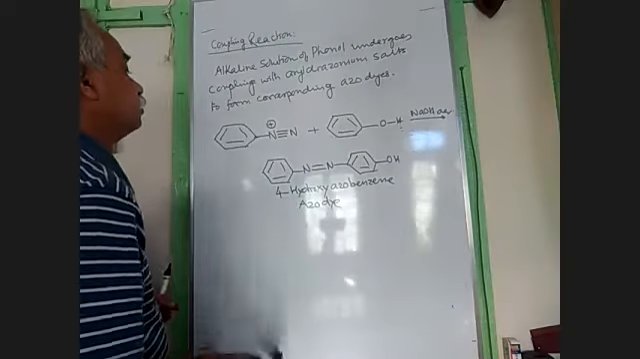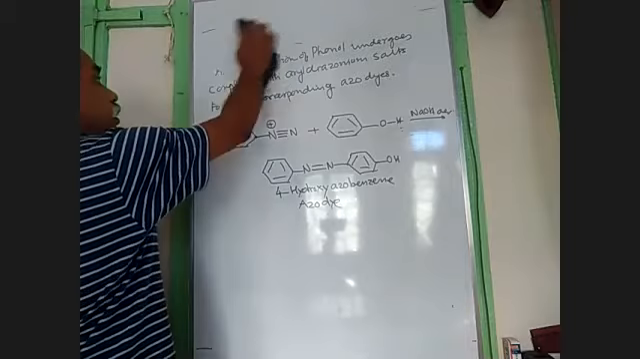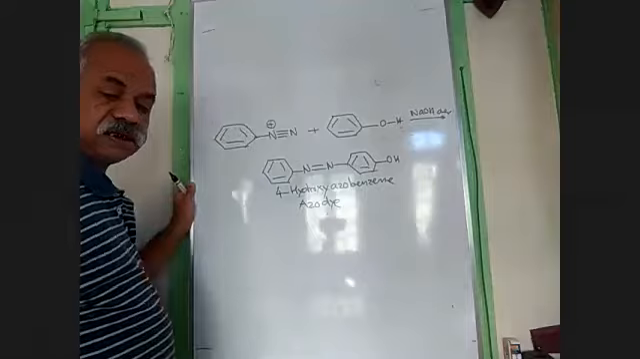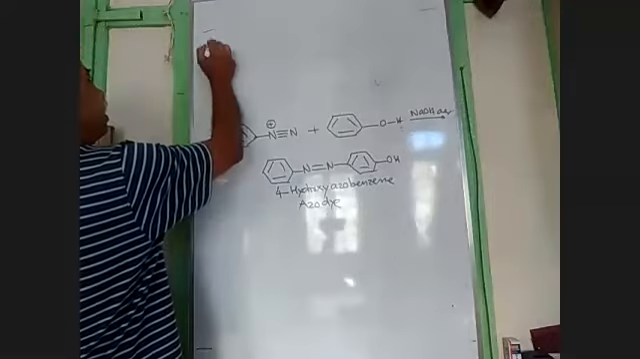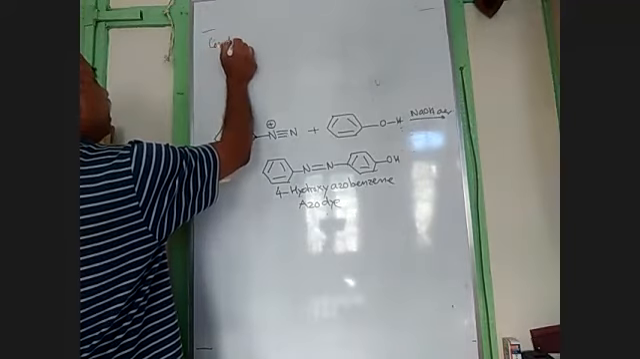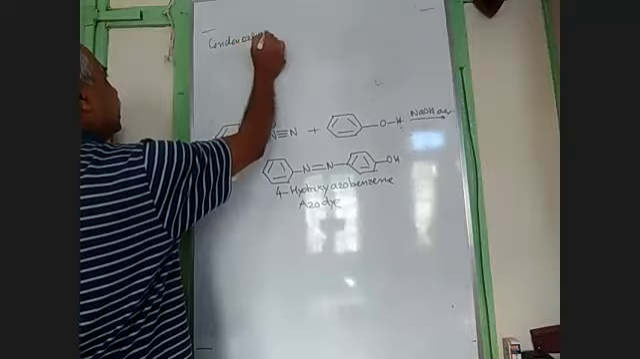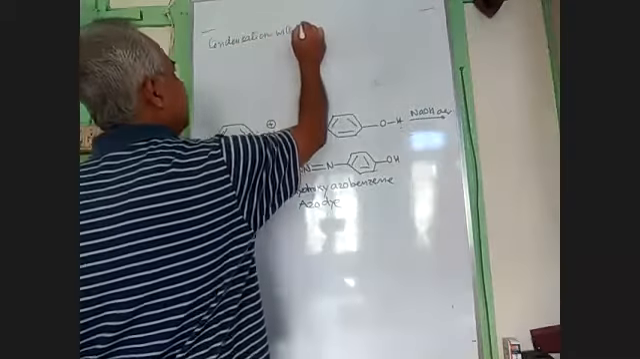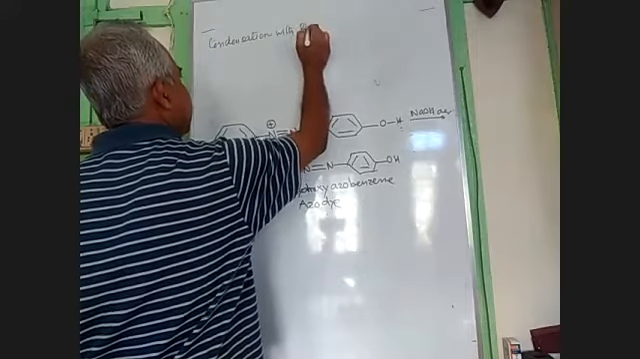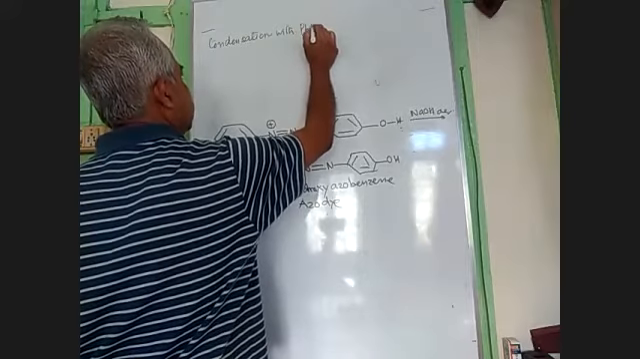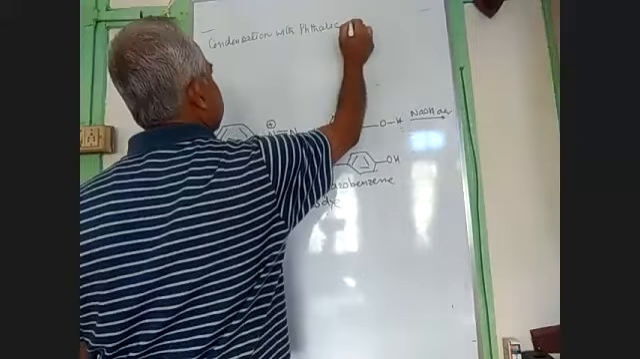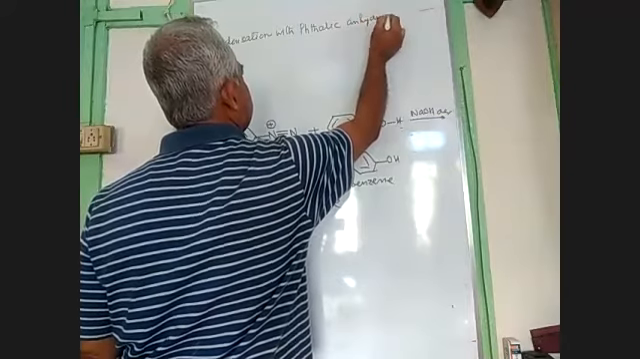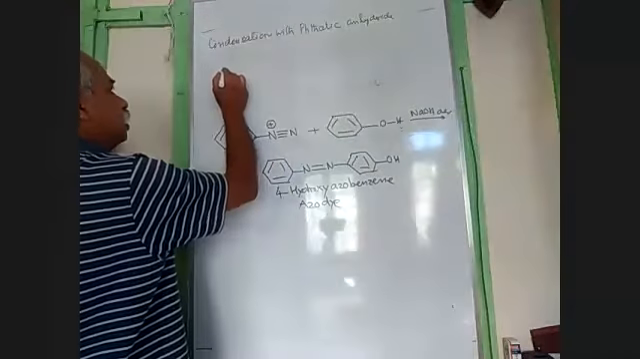Now the second is the condensation with phthalic anhydride. Spelling is pH, so the p is silent. Phthalic anhydride. Okay.